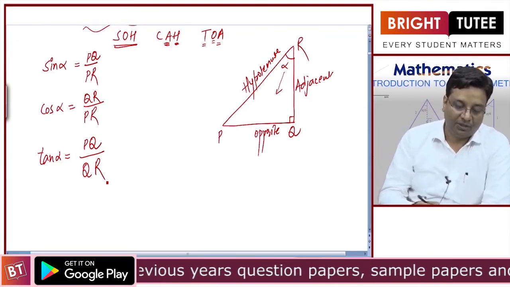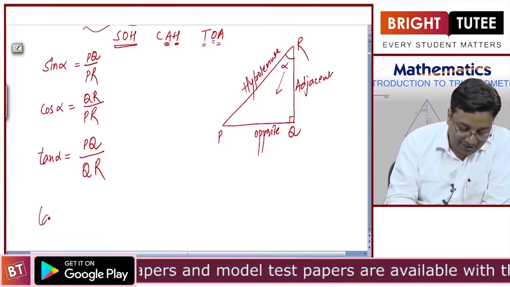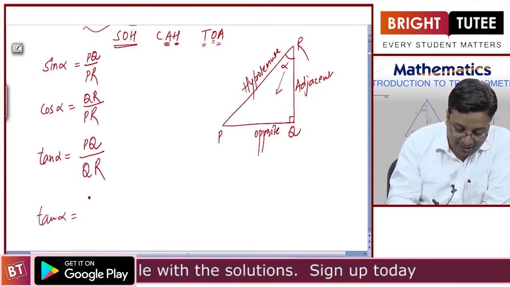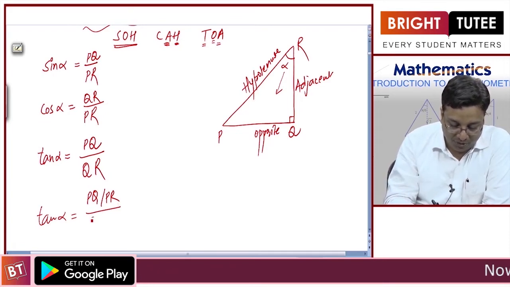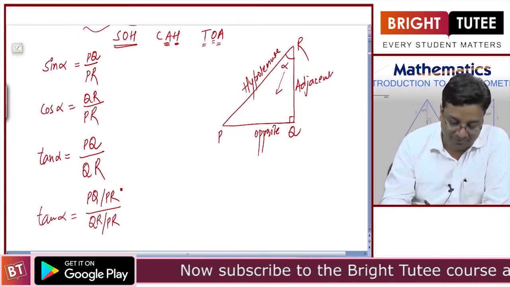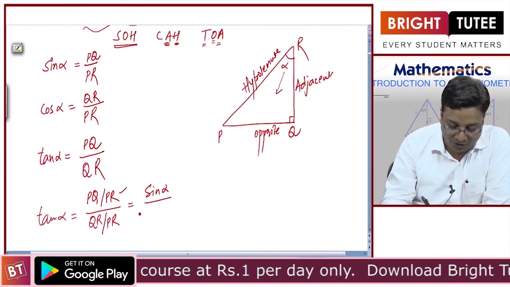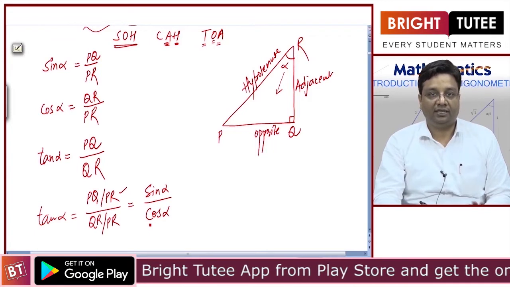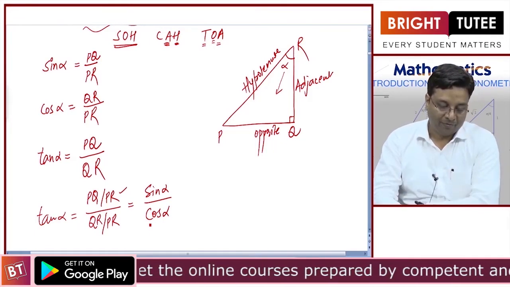Right. If you notice carefully in these ratios, what is tan alpha here? It is PQ upon QR, right? So you can always write it as PQ upon PR upon QR upon PR, because this PR will anyway get cancelled. So what is PQ upon PR? It is sine alpha. What is QR upon PR? It is cos alpha. So this is also an important relation. Sine alpha by cos alpha is equal to tan alpha, right?